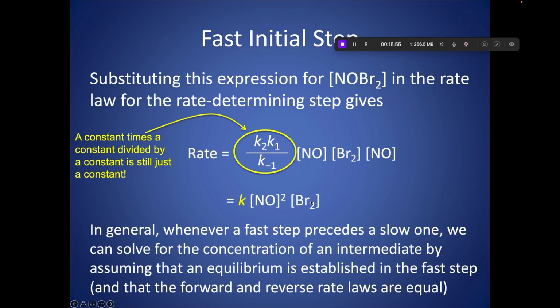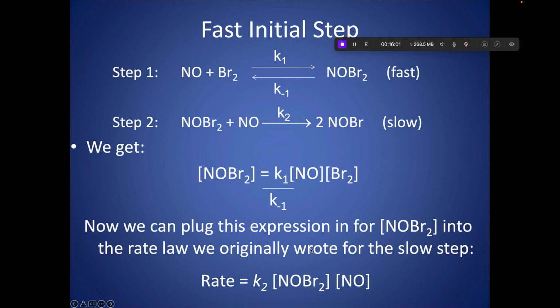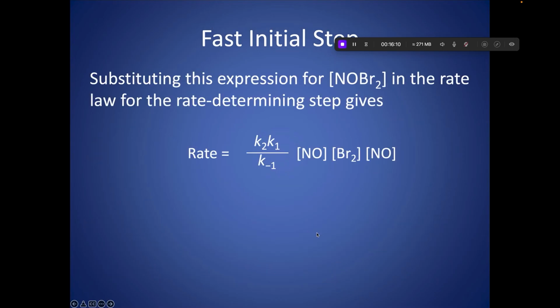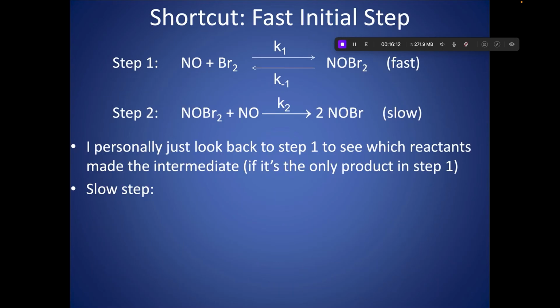So in general, when a fast step precedes a slow one, we can solve for the concentration of the intermediate by assuming an equilibrium is established and doing what I just did, where you're setting the forward and reverse rate laws in that first step equal to each other. Now, if I'm doing this quickly in the context of a problem, this is how I typically look at it without doing this long derivation. I go to my slow step. I write my rate law based on the coefficients. So rate equals k, NOBr2 to the first power, NO to the first power.